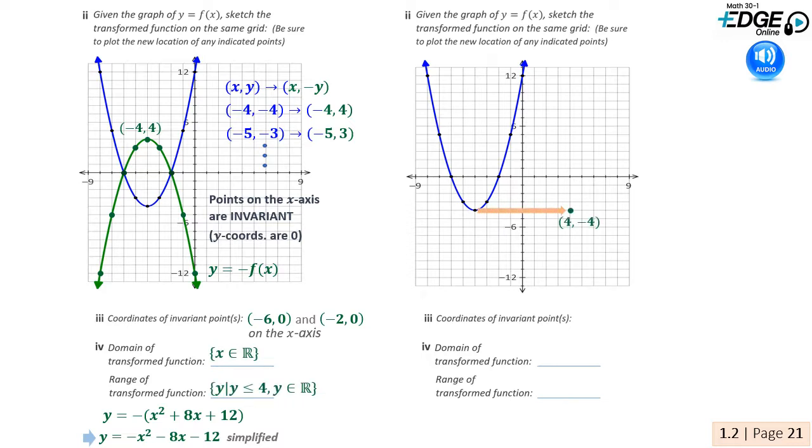All parabolas, whether opening upward or downward, will have a domain of all real numbers. The range is limited by the maximum height. So in the case of the green graph, our highest height is 4. So our range will be all values of y such that y is less than or equal to 4 and is an element of the real numbers.